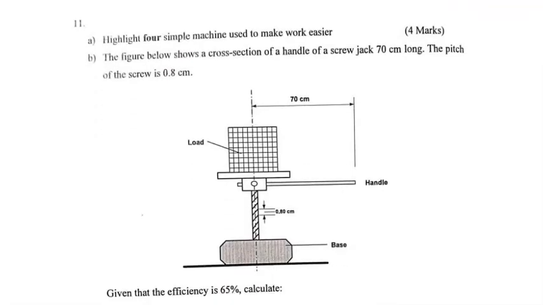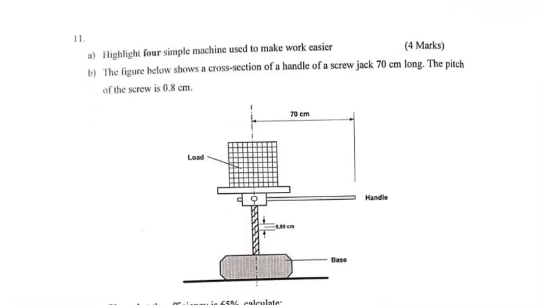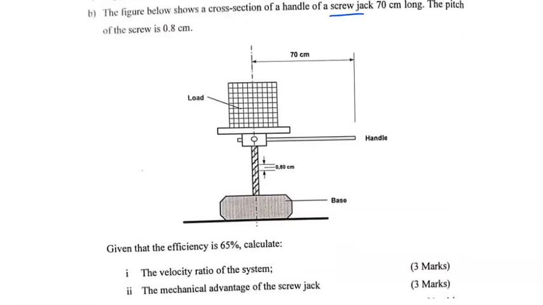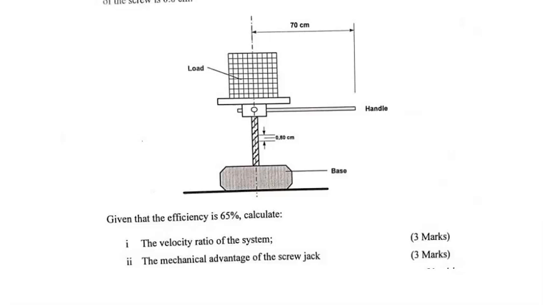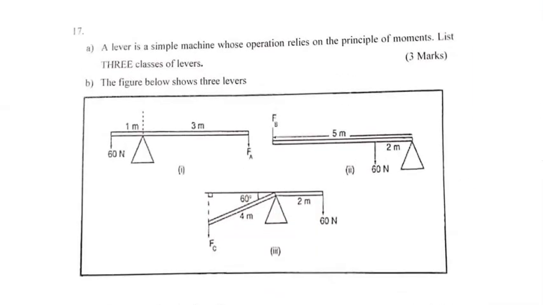Okay, there's another one here, highlights 4 simple machines, supposed to be machines used to make work easier. Then we have this looks like a car jack screw. So just copy the first part of the question, then you let the video move. Then you pause again to get the diagram. Then you need to find the velocity ratio and mechanical advantage. Then you proceed further.